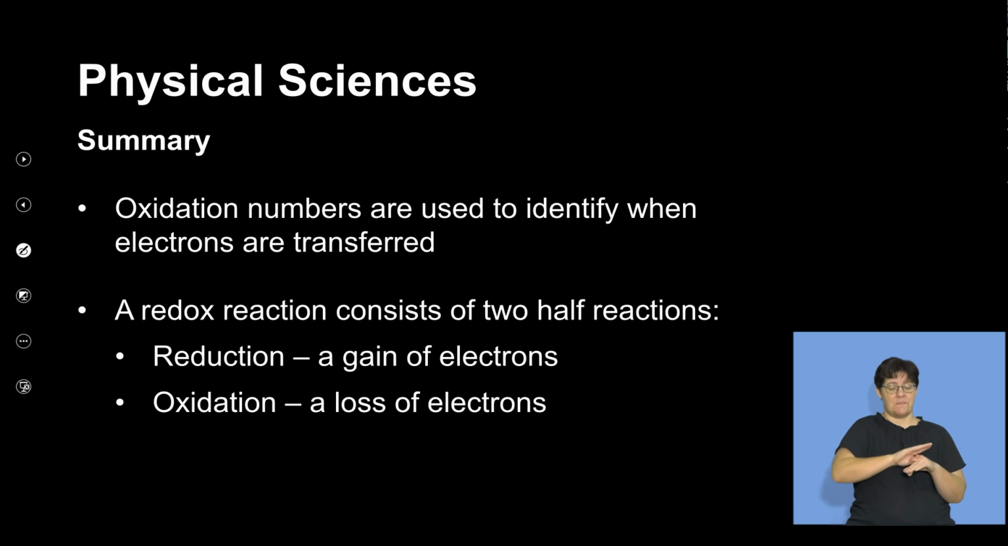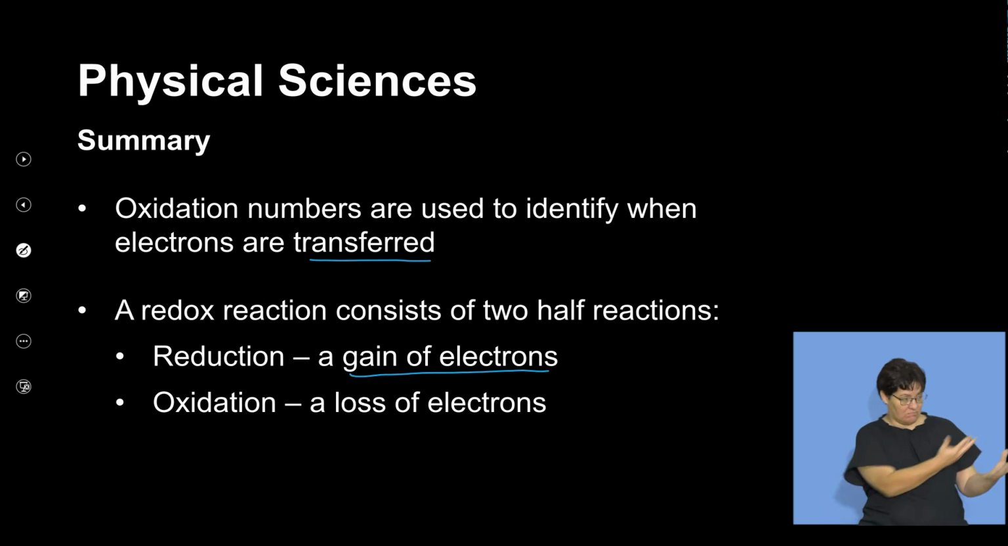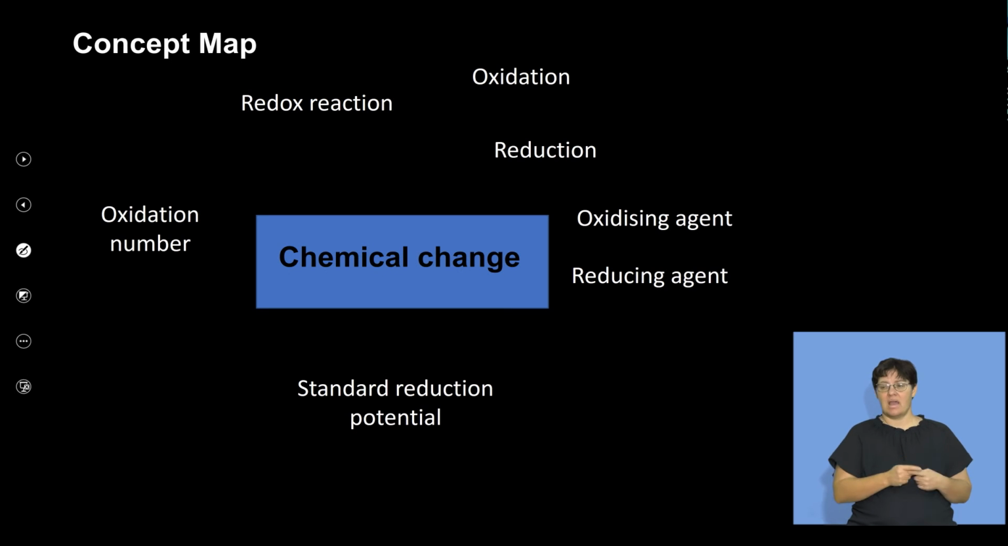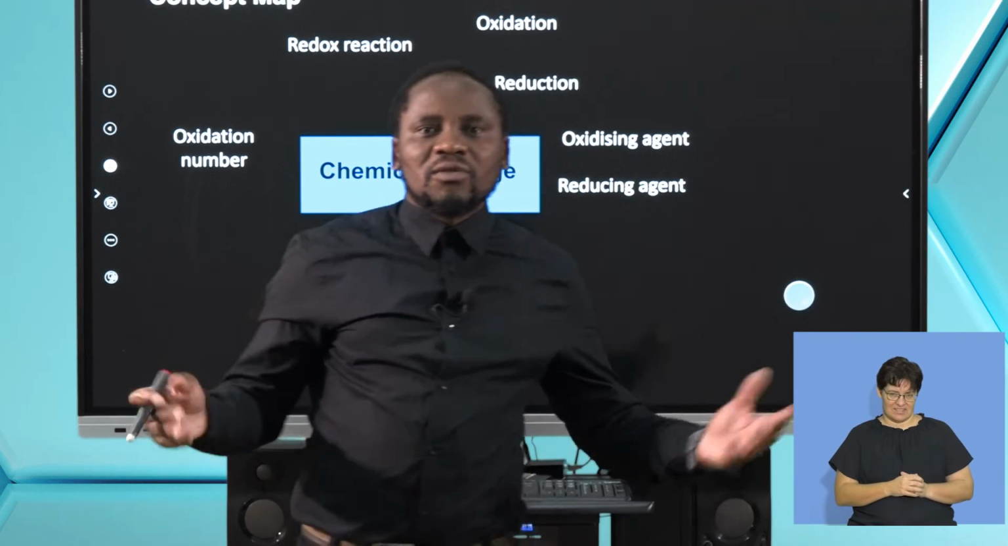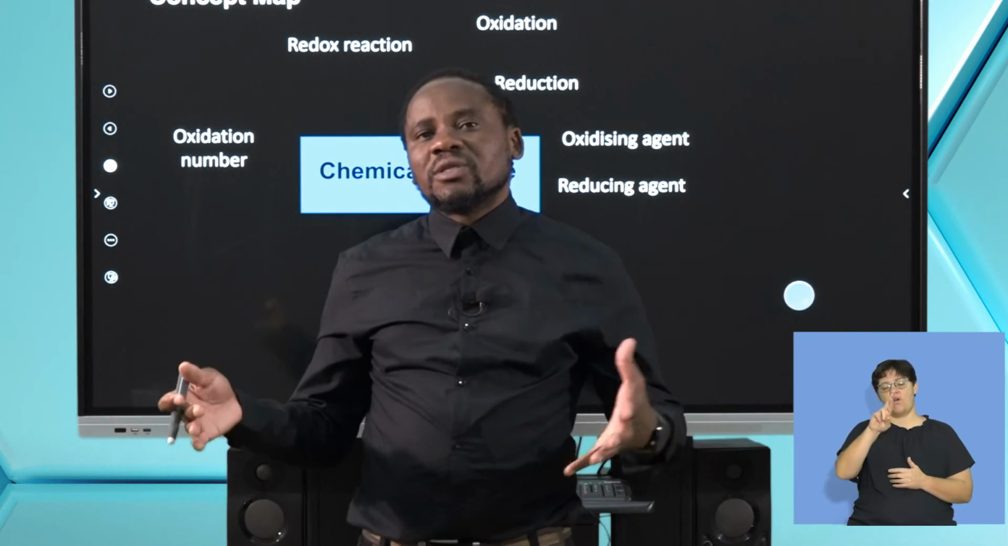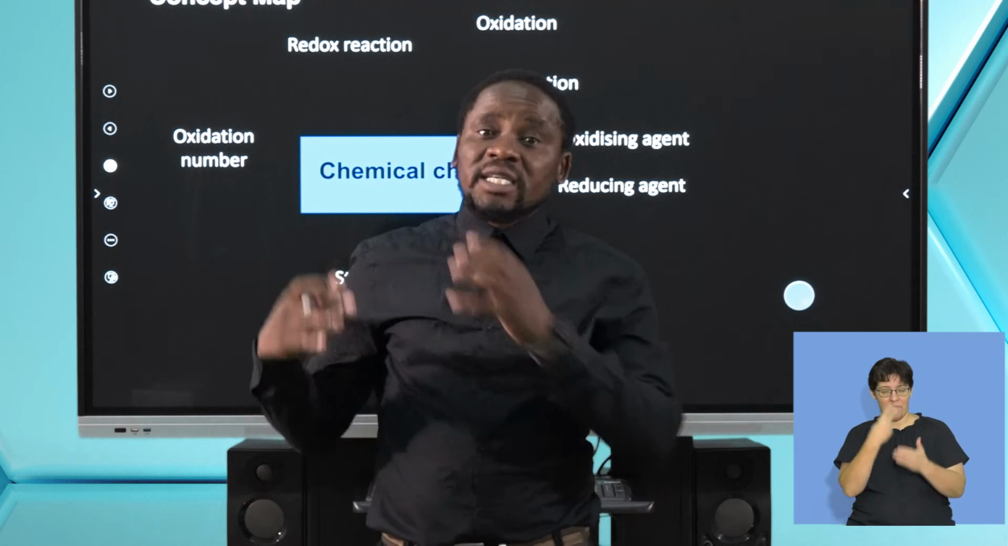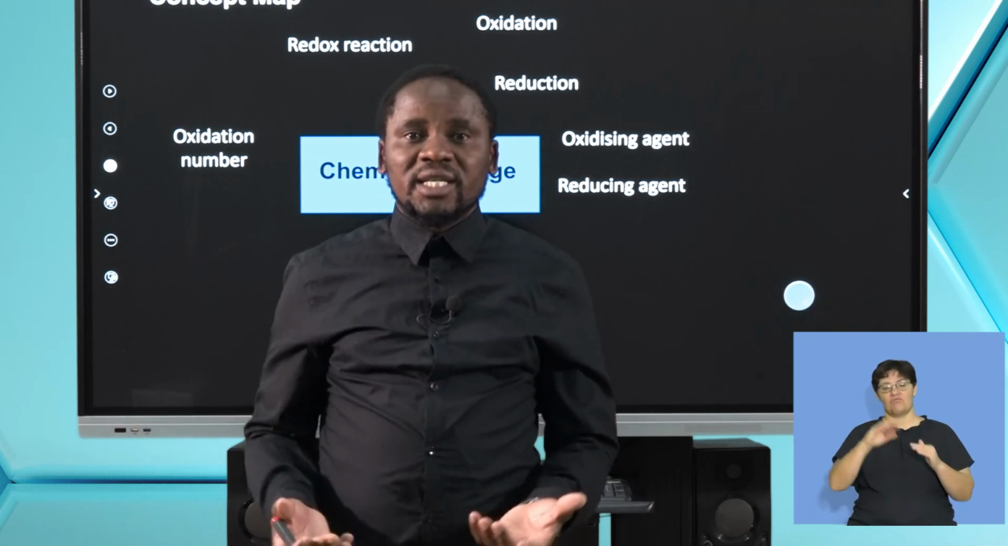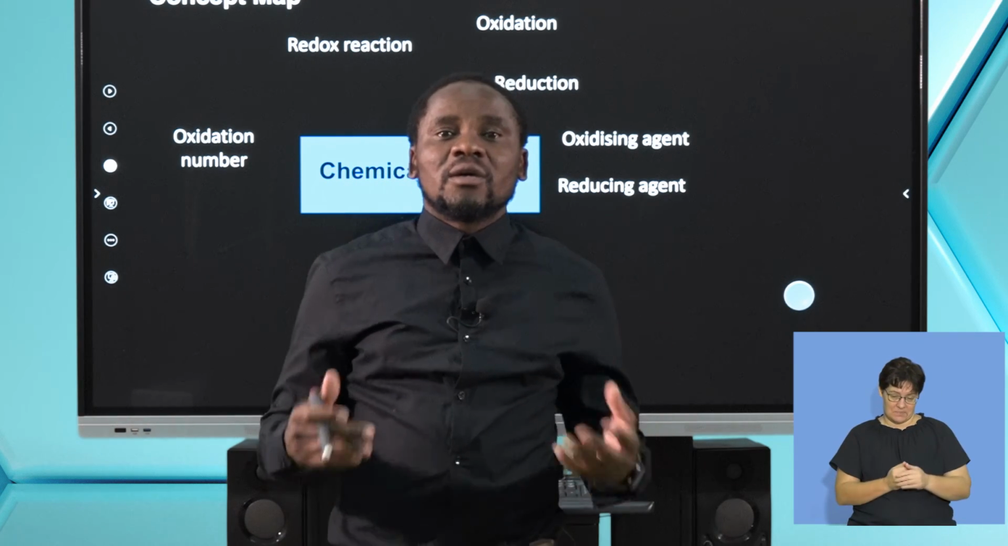So these are the big ideas. In summary, we are saying oxidation numbers are used to identify when electrons are transferred. So transfer has to do with loss and gain. In a nutshell, reduction involves the gain, and the oxidation half reaction involves the loss of electrons. That's the big idea of a redox reaction, which consists of both oxidation and reduction taking place simultaneously, wherein there is a transfer of electrons.